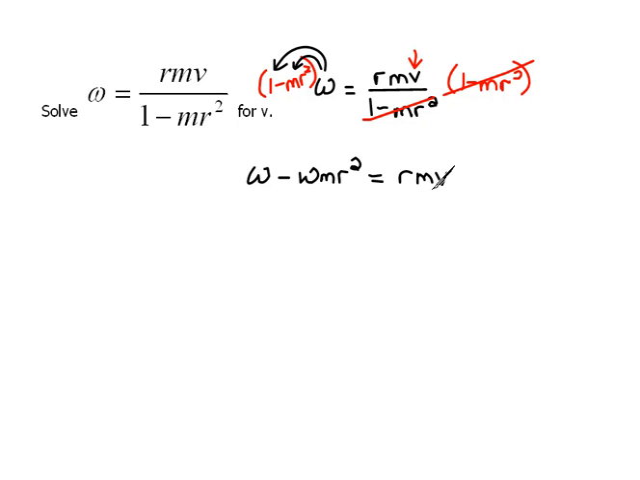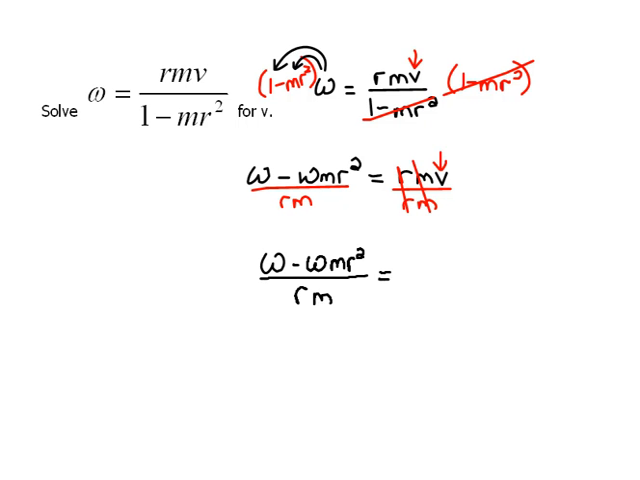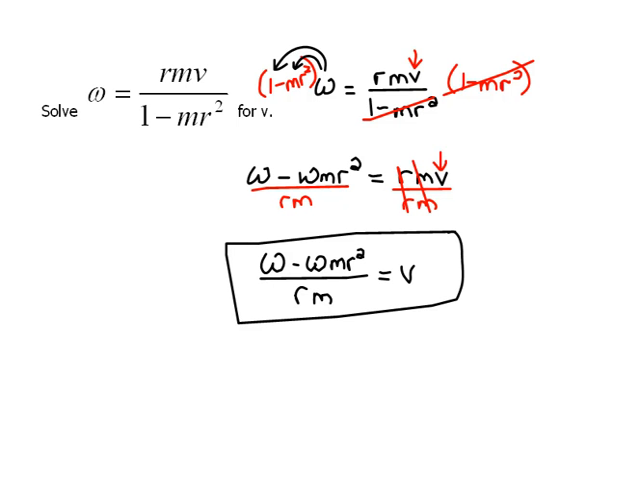Now here again we want V alone, so we want to move everything else away from it. And right now R and M are being multiplied to V, so the opposite of that would be to divide both sides by R and M so that they will cancel out. So our final answer looks like omega minus omega MR squared over RM will equal V. We've isolated the variable. Everything else is on the other side, so that is complete.